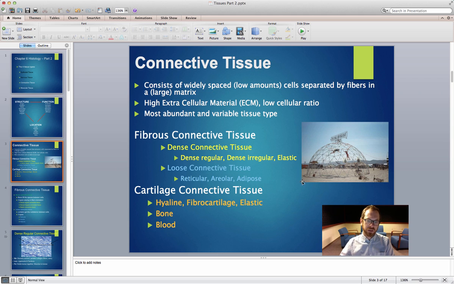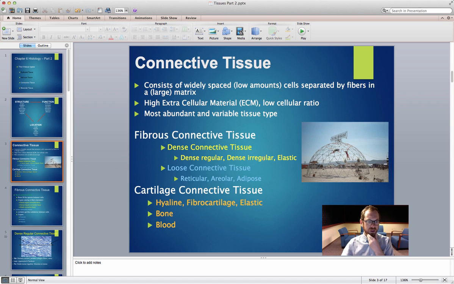You can think about this if you look at this image on the right here of a geodesic dome, and there's two individuals climbing on this geodesic dome. Imagine that everything on this geodesic dome, including the people, represents a tissue. The actual bars of the geodesic dome represent that extracellular material, those collagen fibers and structural proteins. And the individuals climbing on the geodesic dome represent cells. So you can see that there's more of this ECM, this extracellular material, and relatively fewer of these cells, the people climbing on it.